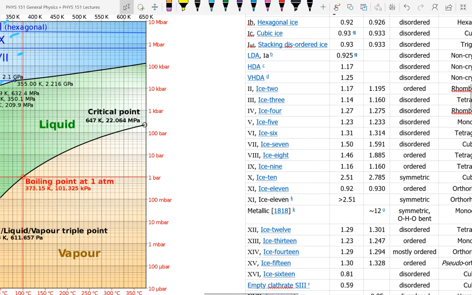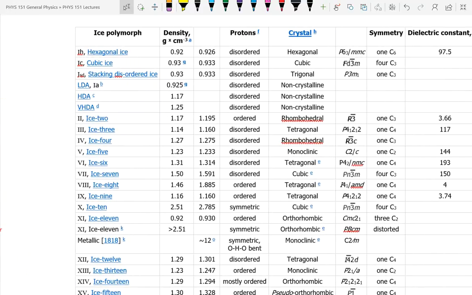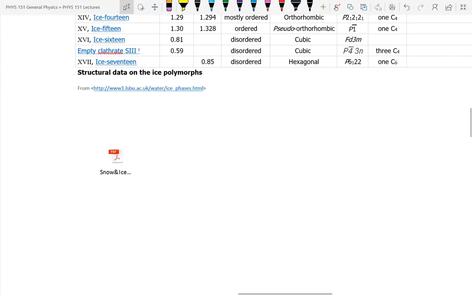And so here's a table, the reference is down here at the bottom, for all of the different phases of ice, if you want to know. Lots of different phases of ice. And this article here is really interesting. I'm not going to go to it now, but it talks about how snow... Okay, I'll go to it. Can't help myself. Maybe it won't open. There, okay.